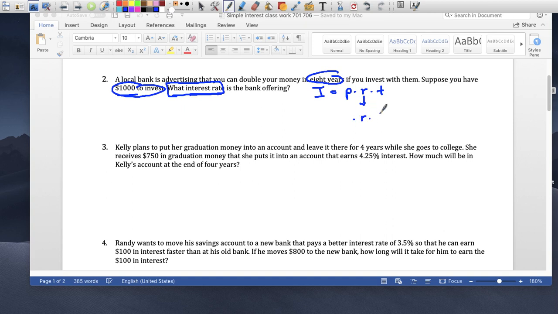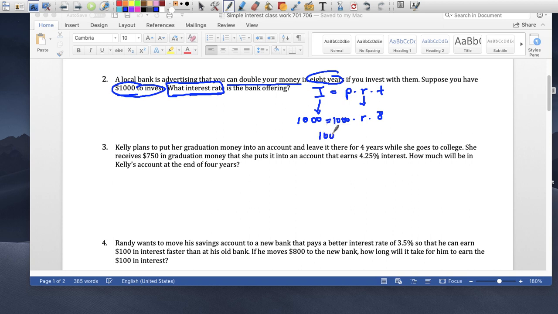So time, 8 years. How much money are we going to put in? 1,000. And how much money are we going to make? It says, and here's the key word, you can double your money. So if I put $1,000 in and I want to double my money, it means I'm going to make 1,000. That's what I'm going to put there. So if I put 1,000 and I want to make 1,000, how much does the interest rate have to be? What percent does it have to be?